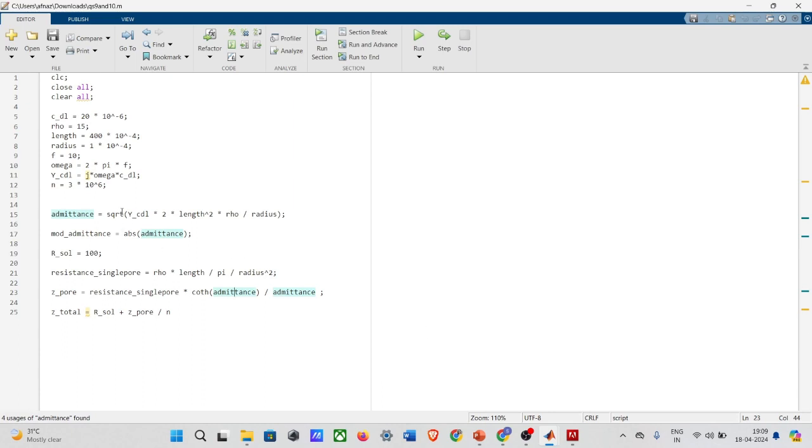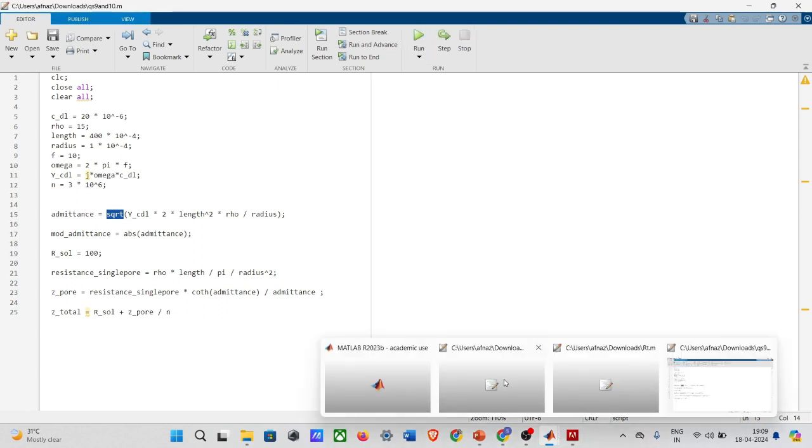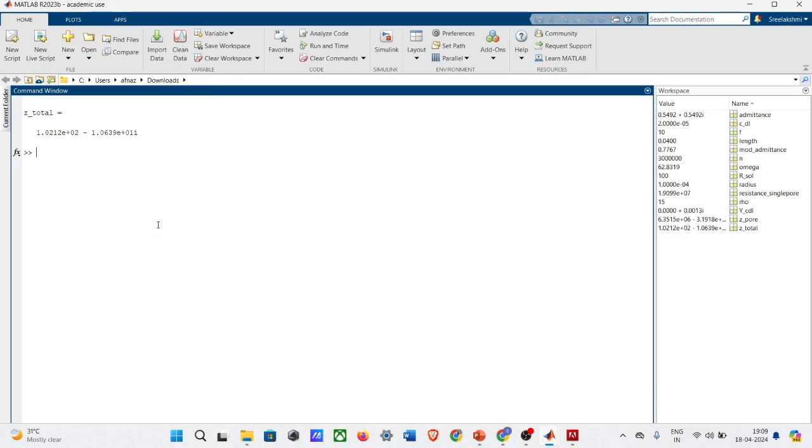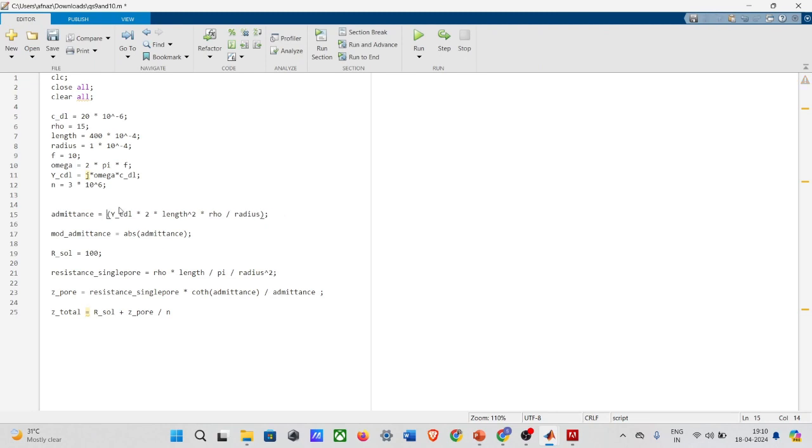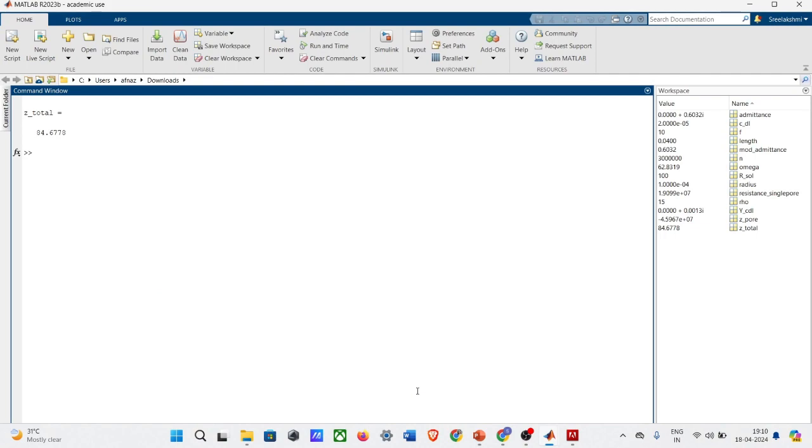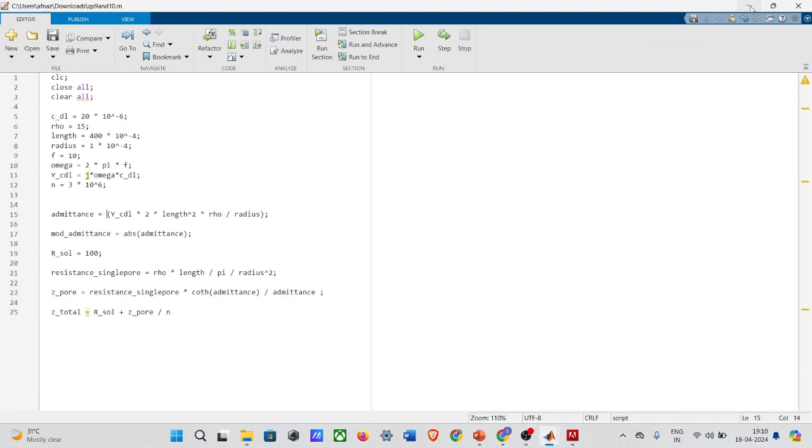Root is not required, but it might be, I'm not sure on that, because this is how the formula is. You may check in the derivations, I think. No, in the derivation, the square root is there. So now this is the answer which I am getting: 102.1 minus 10.6. In case I remove the square root and run again, I just wanted to see. I'm getting a different answer.